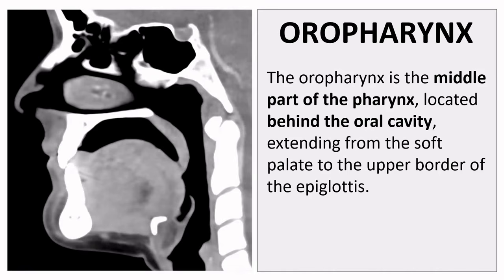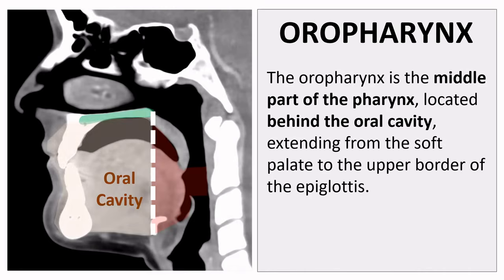Hello and welcome to the third part of our videos on imaging anatomy of the pharynx, and this video will be about the oropharynx. The oropharynx is the middle part of the pharynx. It is located behind the oral cavity, and it extends from the soft palate, which is part of the oropharynx, to the lingual border, so the side of the epiglottis facing the tongue base, the lingual border of the epiglottis.